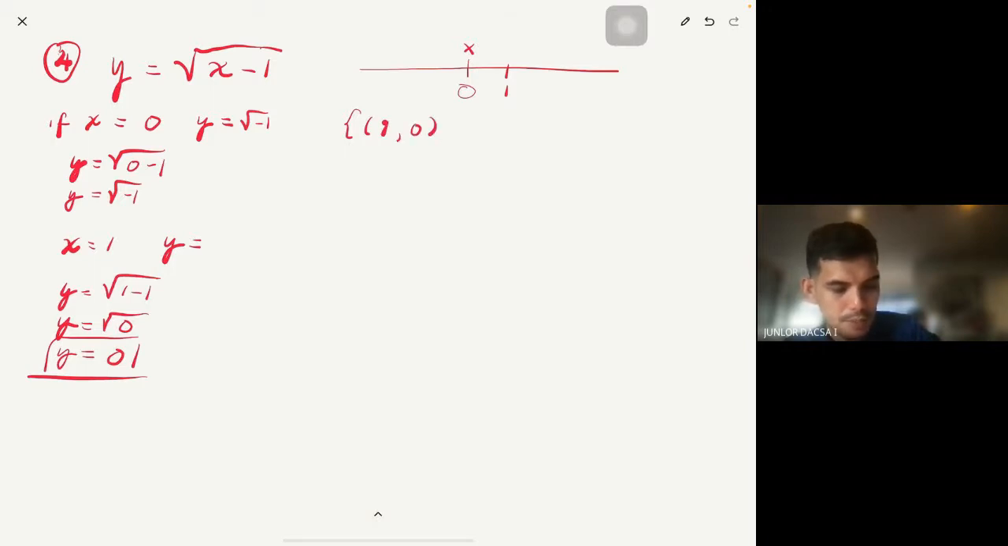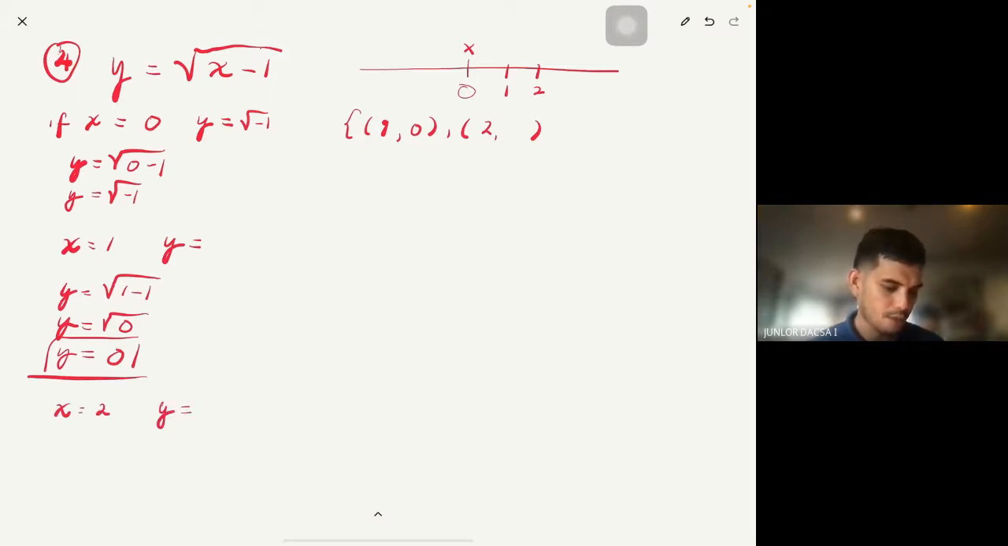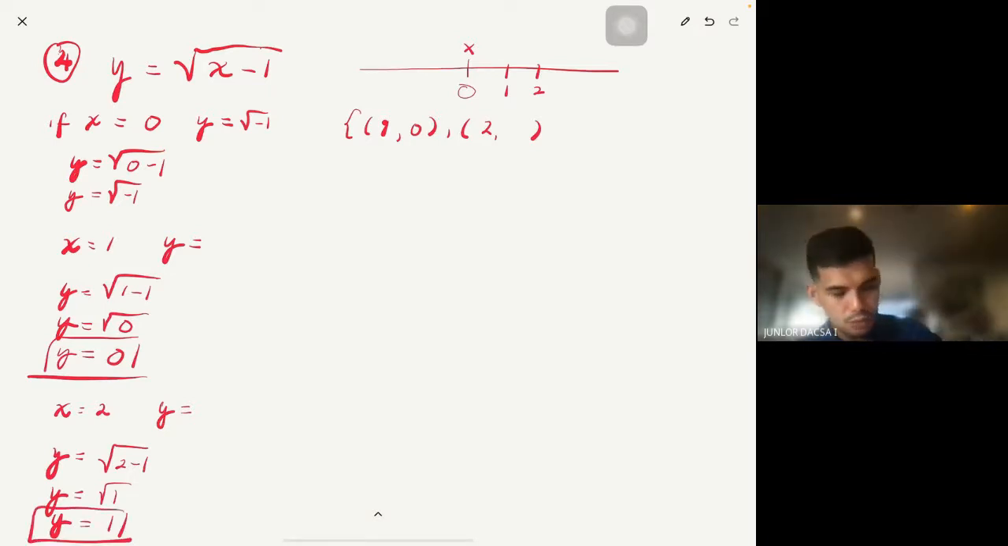Hindi natin isasama yung una nating na-solve, no? Kasi imaginary. So, let us say 2. Ano kaya yung value ng y? So, let us say x is equal to 2. Then y is, so solve natin, y is equal to square root of 2 minus 1. So, 2 minus 1 is 1. Then, square root of that, y is 1. So, 2 is 1.